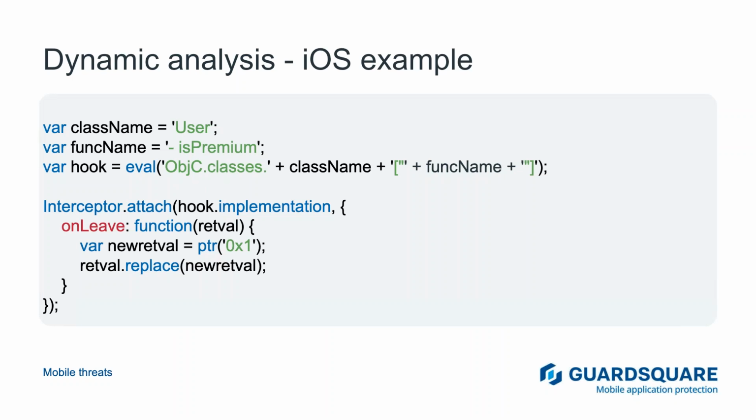Here we see an example for, in this case, iOS, but of course, doing something similar on Android would also be very possible. So this is a Frida script where we hooked the isPremium instance method of the class User. In this case, we are going to make sure with Frida that the instance method isPremium will always return true, and therefore we actually cracked all the premium features inside this app without having to pay for it.